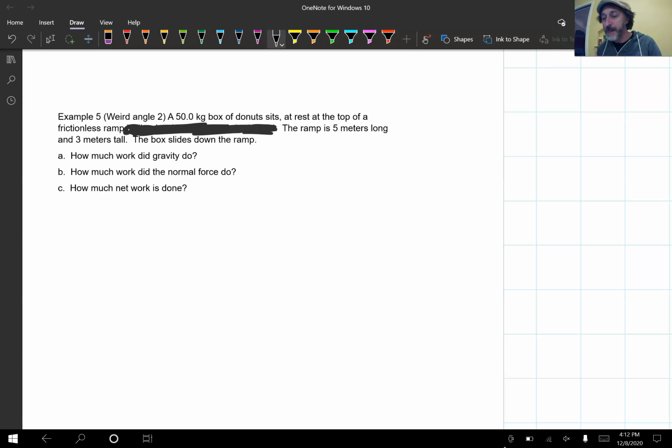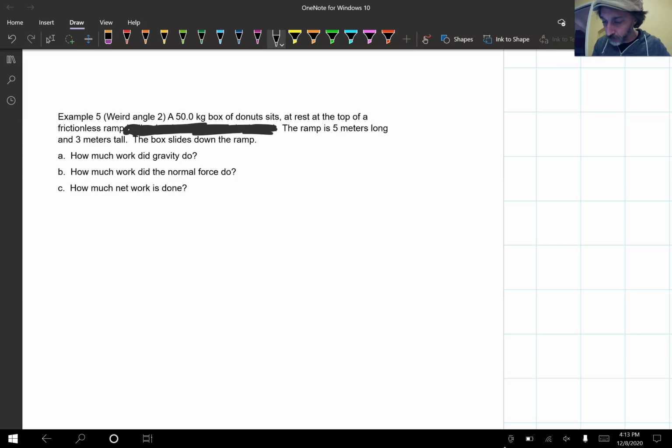That didn't make sense. All right, so a 50 kilogram box of donuts sits at rest at the top of a frictionless ramp. The ramp is 5 meters long and 3 meters tall. Okay, how much work does gravity do? How much work did the normal force do? What's the net work?